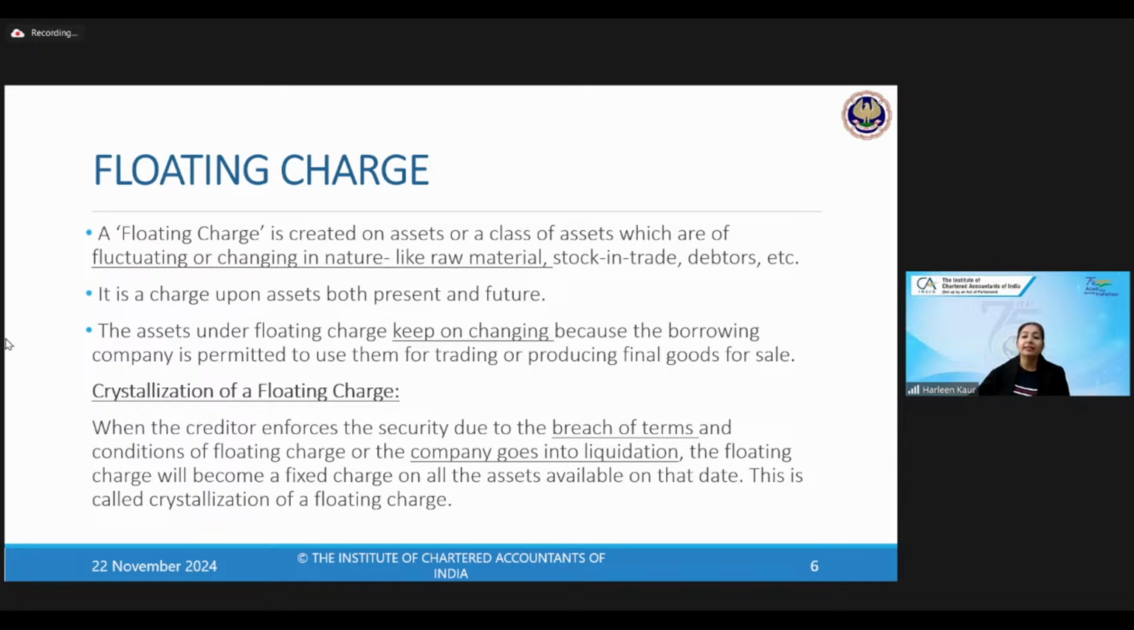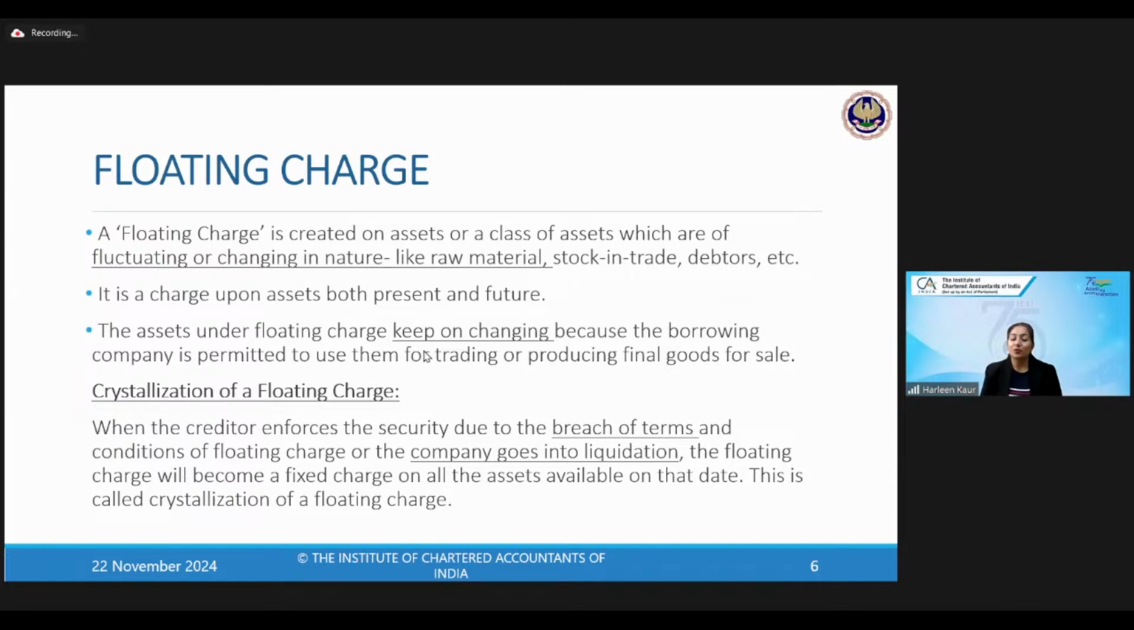Is that clear? Any doubts in fixed and floating charges? Yes, absolutely, Rishabh. The buyer will get it free of charge. Good. Raw material, stock, debtors. Great, great, great. And when you send these thumbs up, it makes me feel so happy that you have understood it well. Well done. Okay.